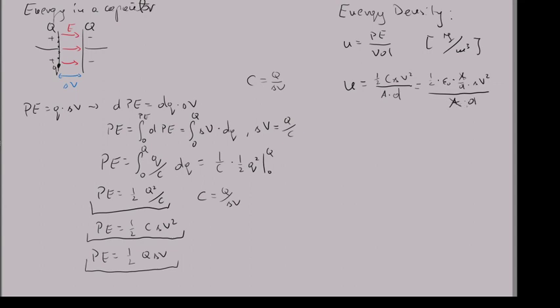A cancels. So what I have is that the energy density is 1/2 times epsilon naught times delta V over D, squared. And this should remind you of something, namely the electric field, and so 1/2 times epsilon naught times the electric field squared. This is the equation for the energy density. And remember, units are joules per meters cubed. Okay.